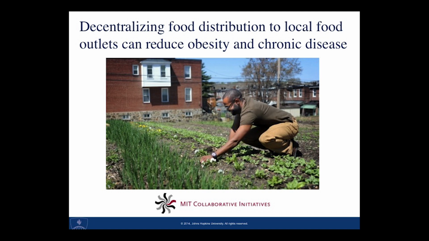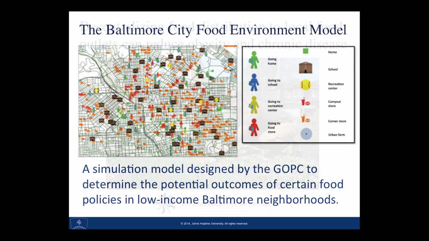Decentralizing food distribution to local food outlets can reduce obesity and risk for diet-related chronic disease. The Baltimore City Food Environment Model is a simulation model designed by the Global Obesity Prevention Center to determine the potential outcomes of certain food policies in low-income Baltimore neighborhoods. This map covers partial areas of Districts 9, 7, 11, 12, 13, and 14.